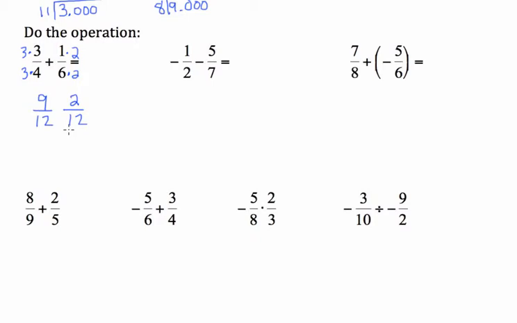1/6 and 2/12 are equivalent fractions. If you reduce 2/12, you'd get 1/6. Now look at the sign. Ours is positive, addition.